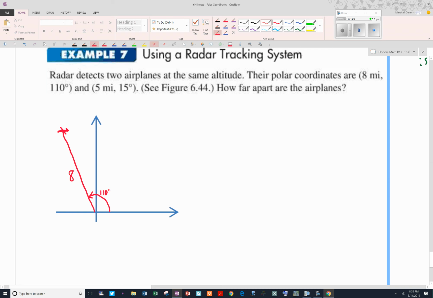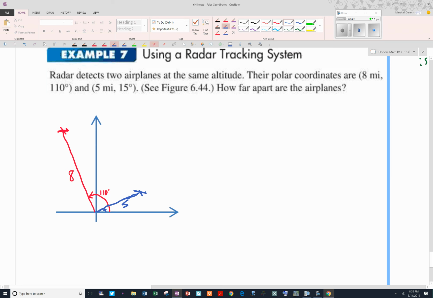Our second plane has polar coordinates of 5 miles at 15 degrees. So 15 degrees is only going to open up to about right there, and it's only 5 miles away. So that is a weird looking straight line. There's my second little plane right there, and that is 5 miles away.